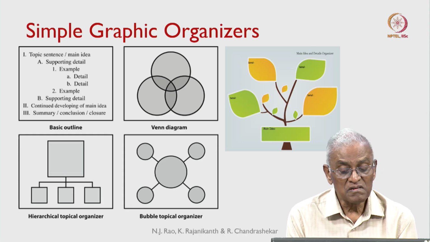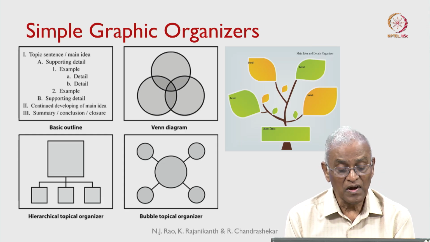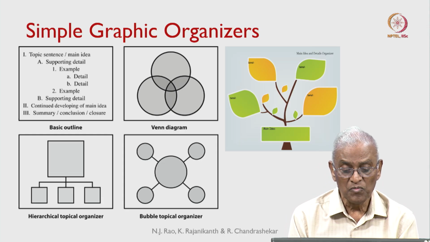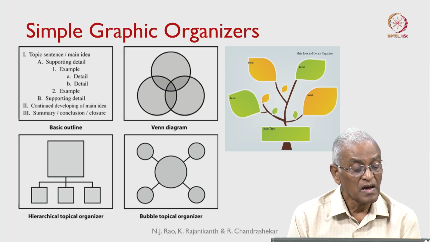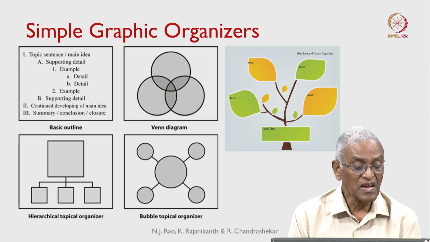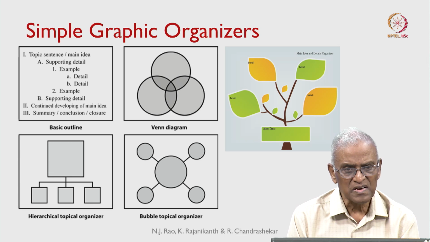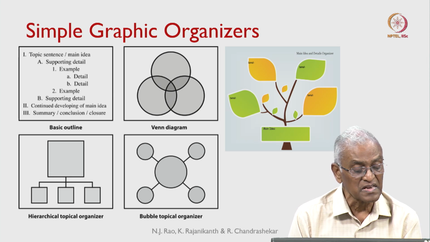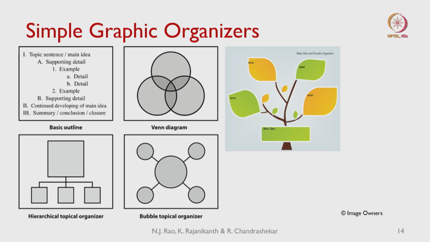Now here are some more types of organizers. They are a little more pictorial. The first one is still textual, but it is still some kind of graphic organizer. The basic outline of it can be of a program or a report or anything that you want to do. For example, topic, either a sentence or a main idea.